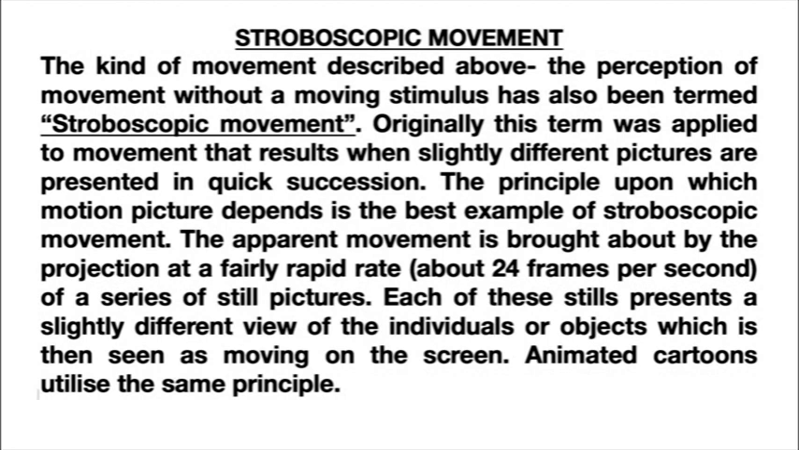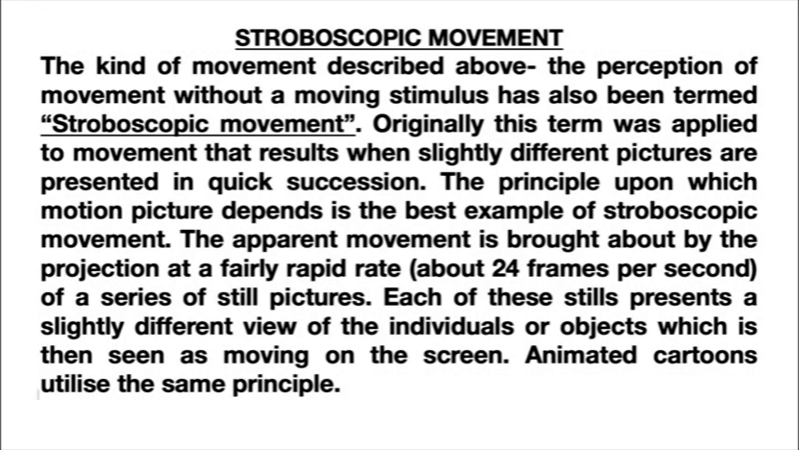The principle upon which the motion picture depends is the best example of stroboscopic movement. How are the pictures moving? The apparent movement is brought about by the projection at a fairly rapid rate, about 24 frames per second. You know, a frame means one picture. So, they are presenting 24 frames per second.